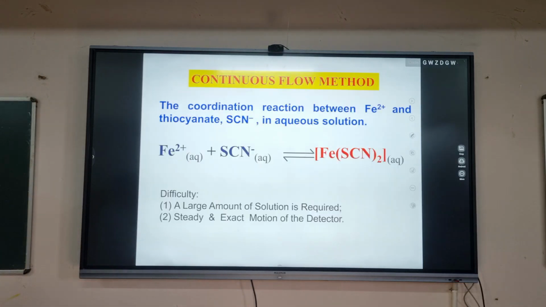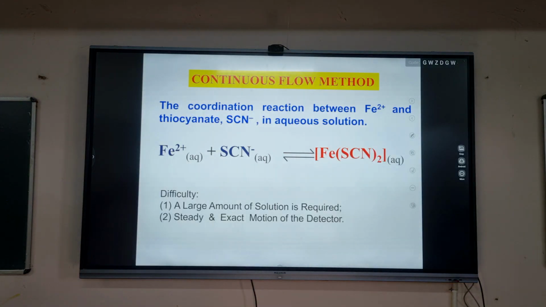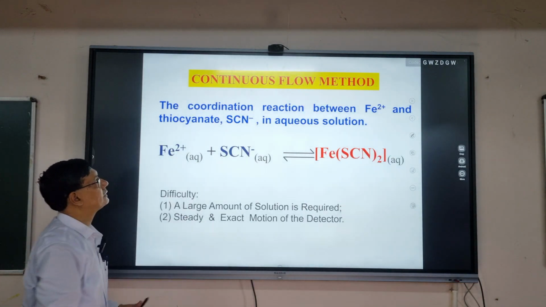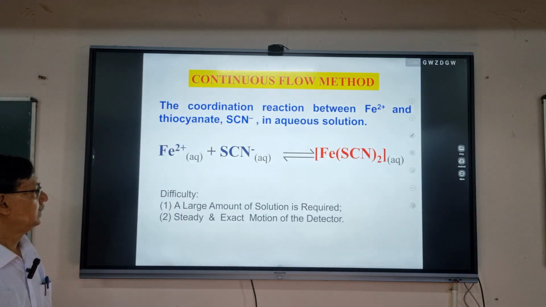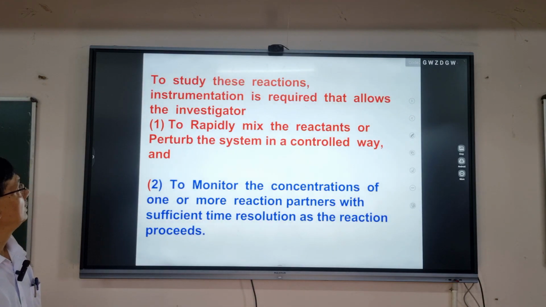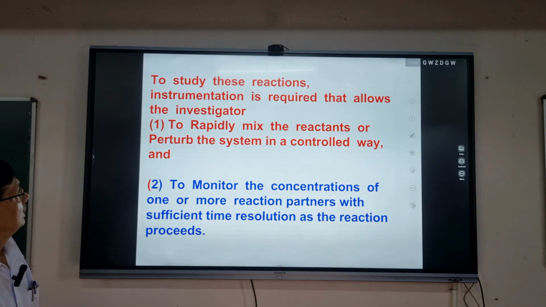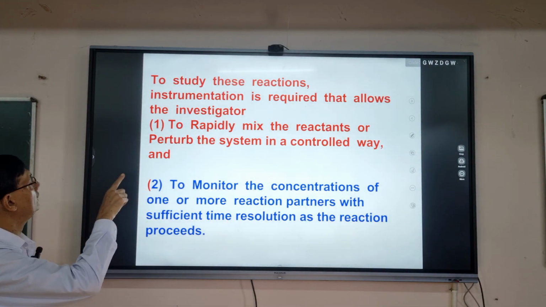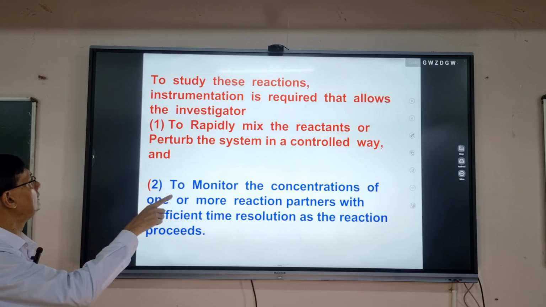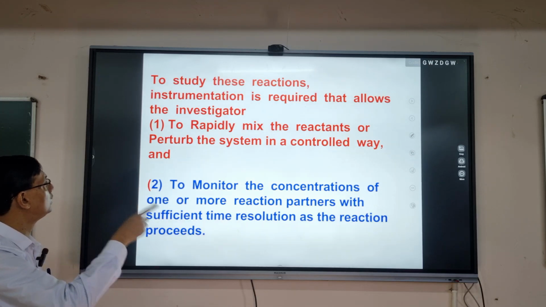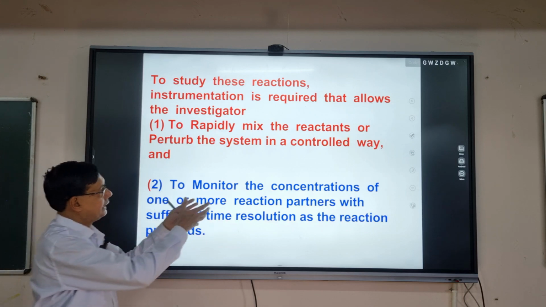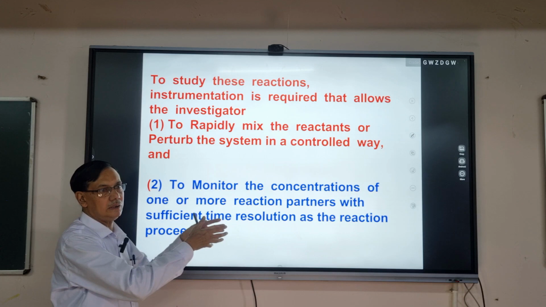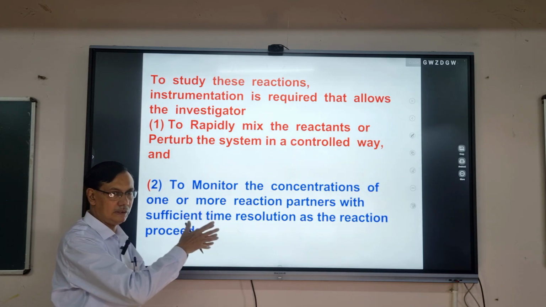So I am just coming to this diagram. This is a very common example that can be studied with the help of the stopped flow method. To study this reaction, an instrument is required that allows the investigator to rapidly mix the reactants or part of the system in a controlled way. And second is to monitor the concentration.